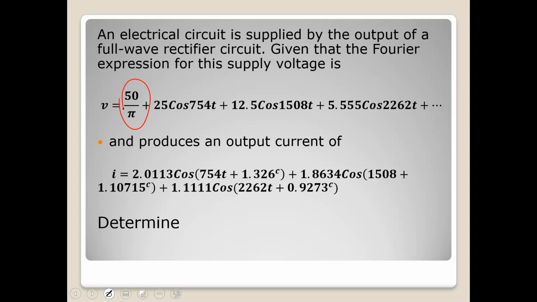I'm not quite sure, sir. Anybody else? Sir, by the amplitude, sir. The amplitudes can't tell you anything. The amplitude is just the amplitude. This is 25. This is 12.5 and 5.5. How would you determine the harmonics based on that?